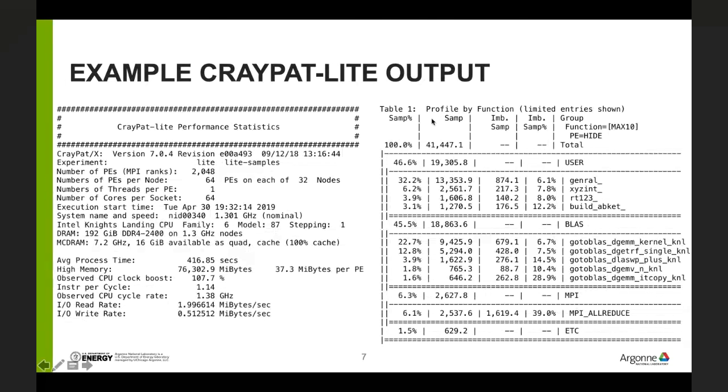In Table 1, you will see the profile by function name. In this example, 100% is used in total, and 46.6% is used by the user subroutines, 45.5% by the BLAS package, 6.3% by MPI, and 1.5% by etc. And then in each section, you will see the additional profile by the kernel names.